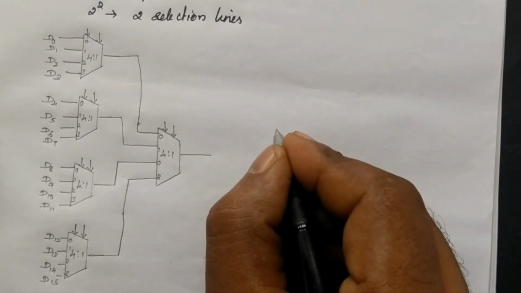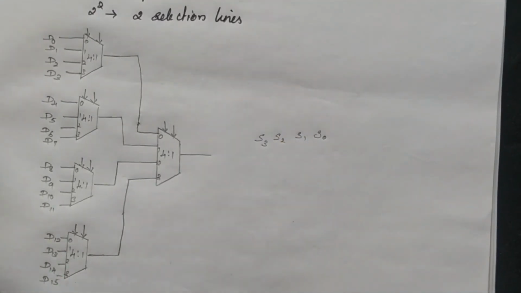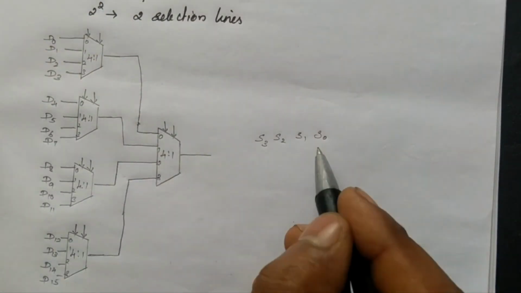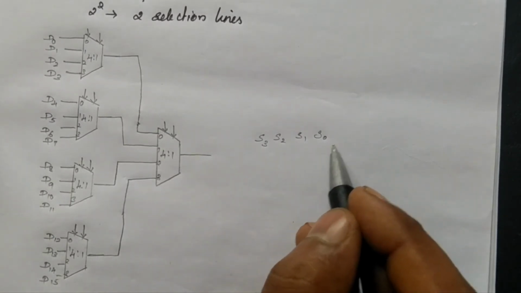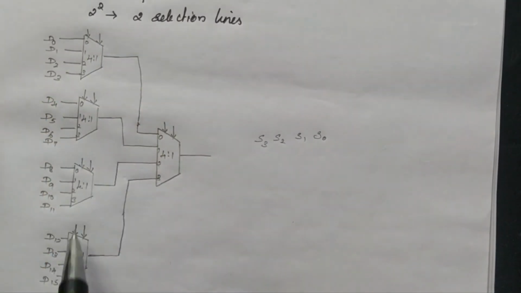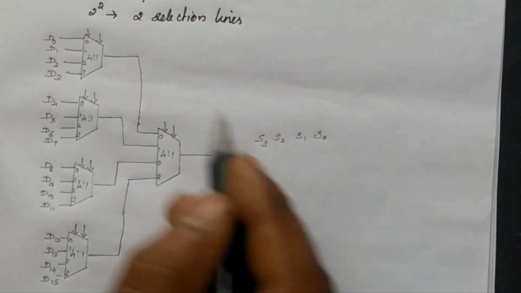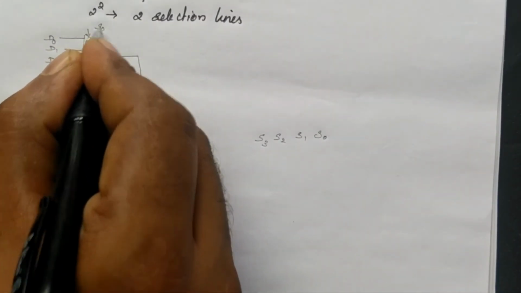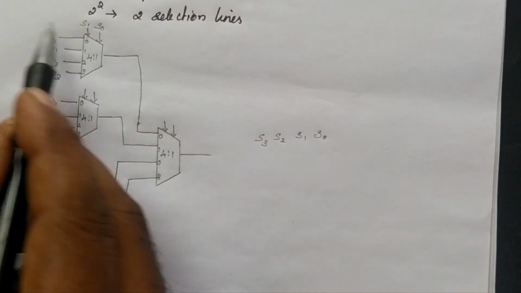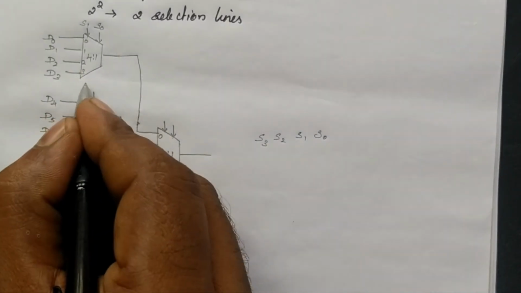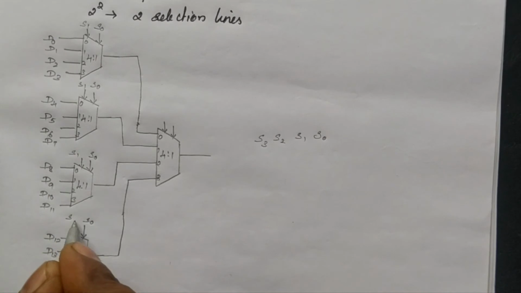Here the selection lines are S0, S1, S2, and S3. Starting from the first level, we need to start from the least significant one. Here S0 is the least and S3 is the most significant. So in the first level, we need 2 selection lines, and we can use the first 2. Therefore, S0, then S1. Keep it in mind, it should be from right to left in the first level. Likewise, here also S0, S1, here also S0, S1, here also S0, S1.